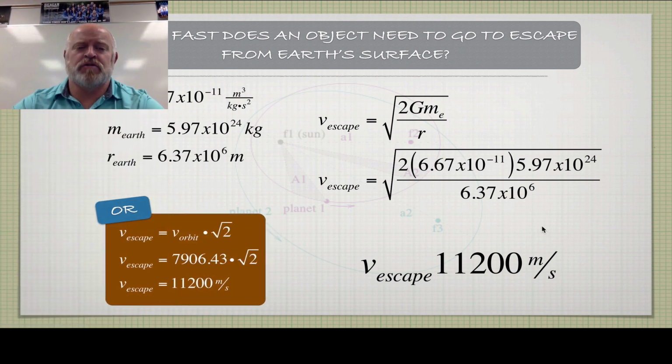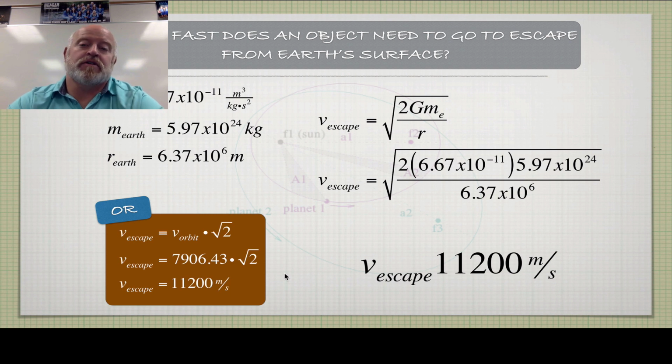Now let's look at it through this perspective. The escape velocity is equal to the orbital velocity times the square root of 2, right? Because the only difference between them is the square root of 2. So we take our number from before, the unrounded version of that, multiply it by the square root of 2, and we get 11,200 meters per second.